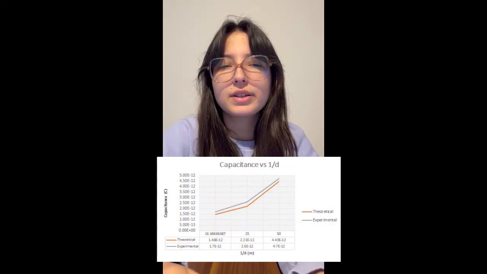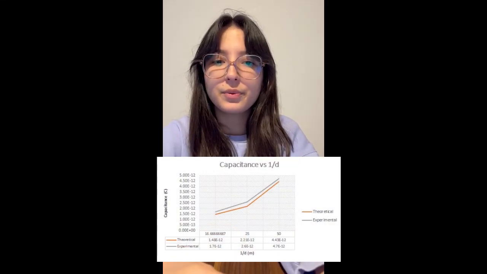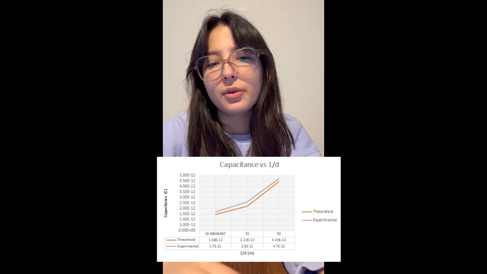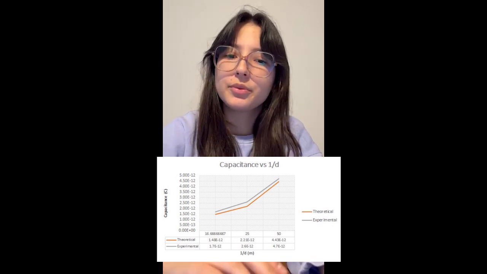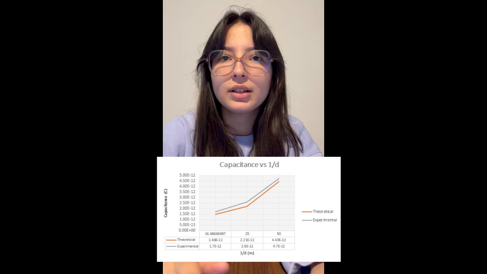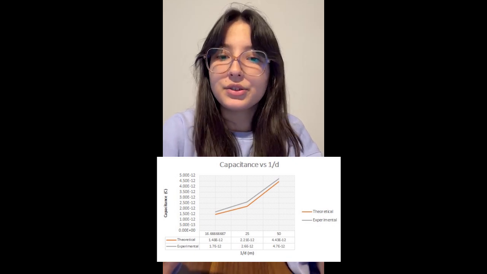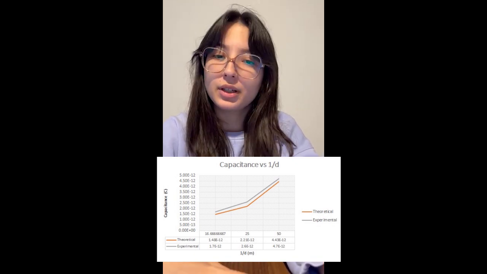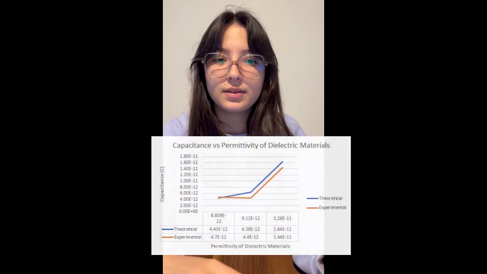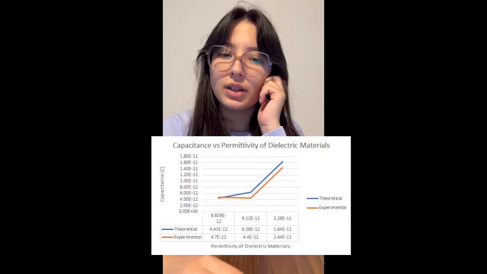So for the data analysis, I have 3 graphs. This graph shows that the capacitance has a linear relationship with 1 over D, and the slope gives us the multiplication of permittivity of the dielectric material and the area. And by dividing by the area, since it's constant, we can find the permittivity of the dielectric material of the air. The second graph is this one, which shows the permittivity of the dielectric materials.